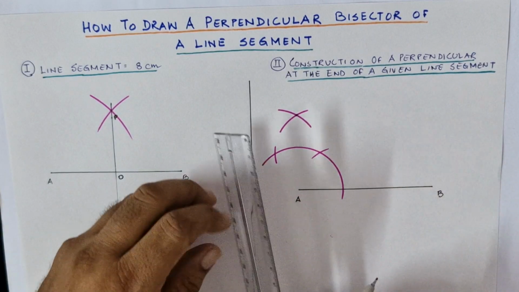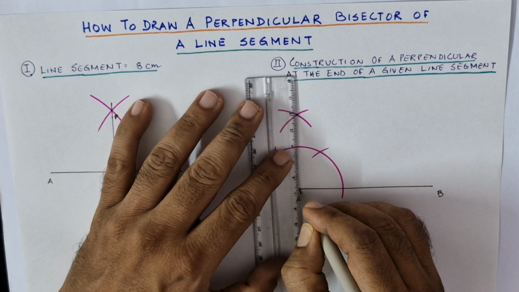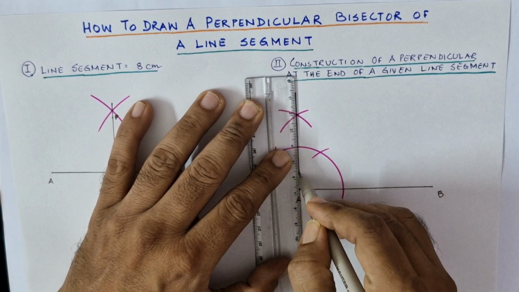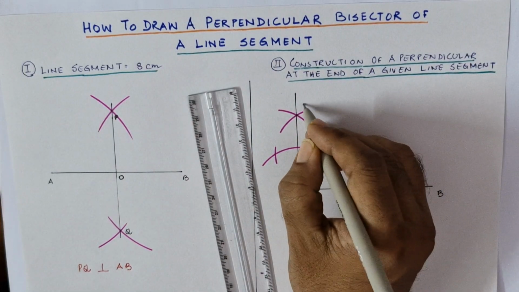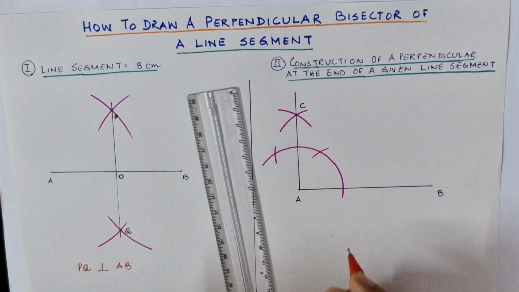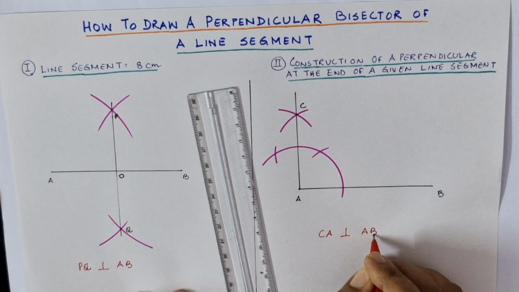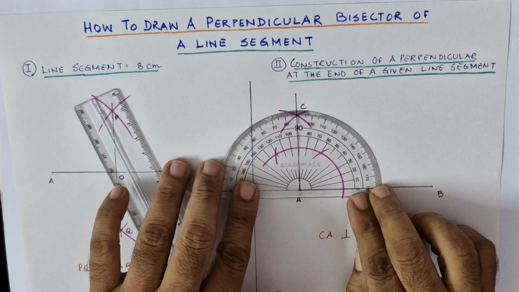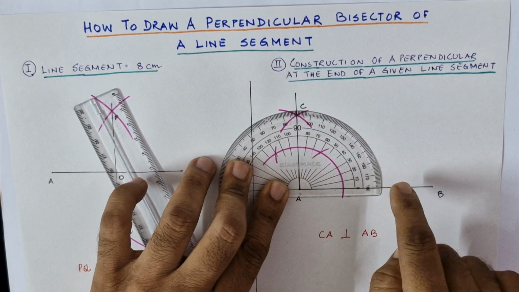Now let's join this point A and this point, sorry, the point of intersection. Let's name it as C. So this CA will be perpendicular to AB. Whenever you draw, just check whether you have drawn correctly or not. Got it? So see, it's 90 degree, right?